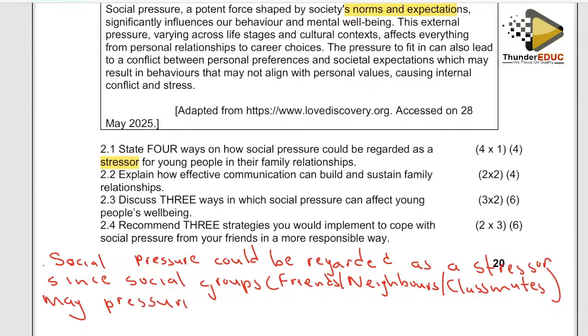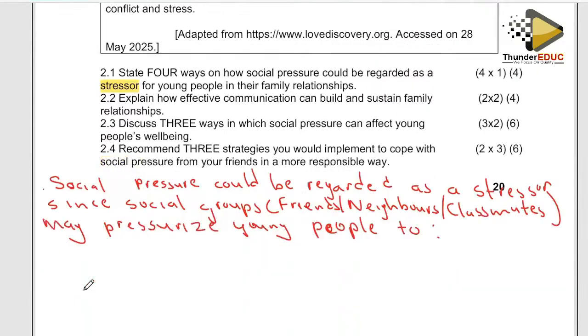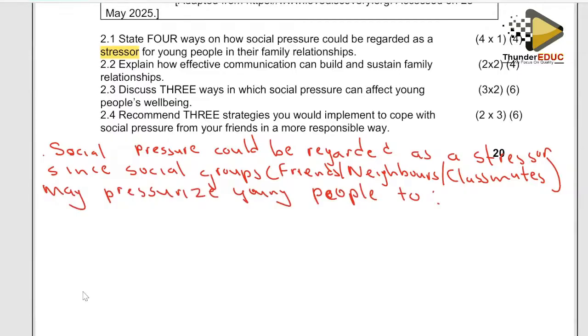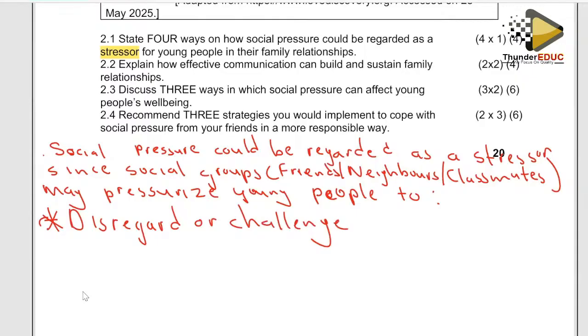may pressurize young people. I'm going to outline the various ways. It may pressurize young people to disregard or challenge parental authority, whereby young people would lose respect for their parents. So this is the first way.